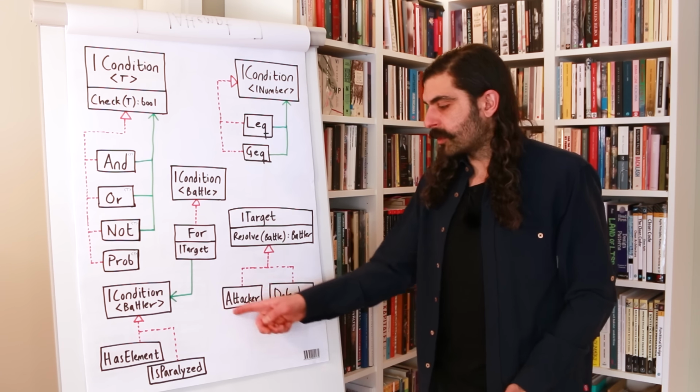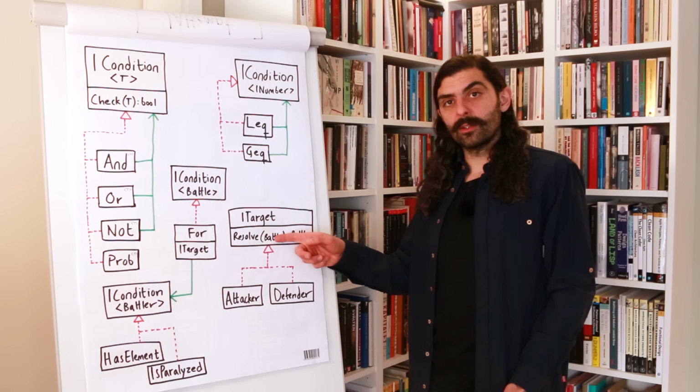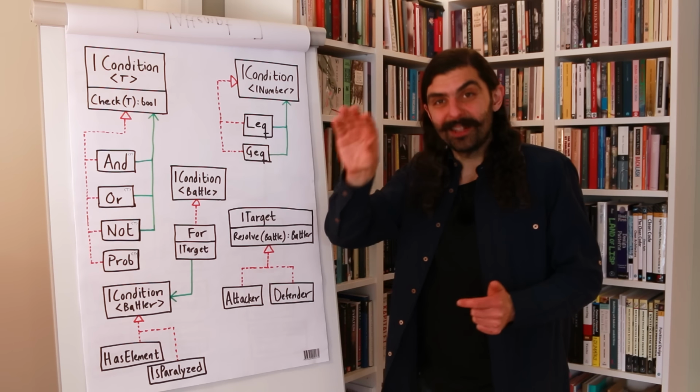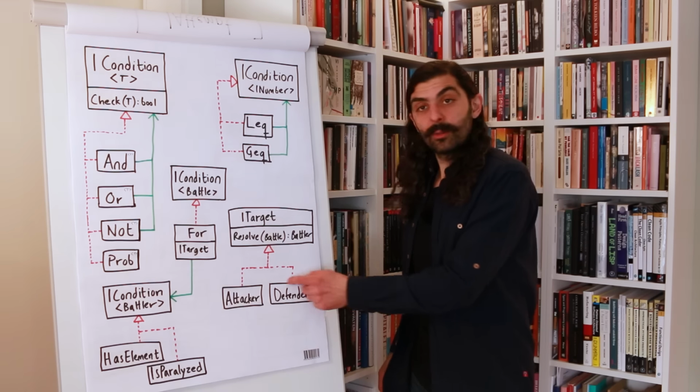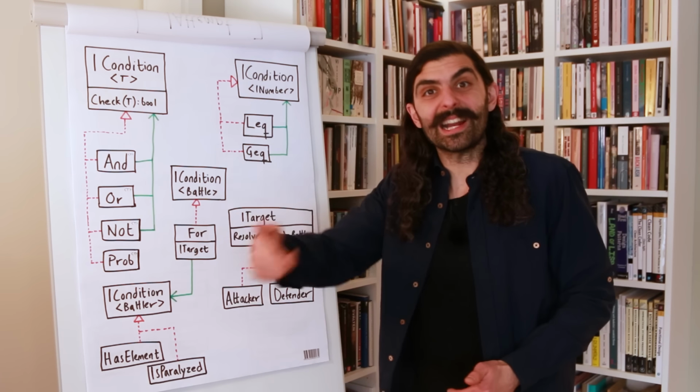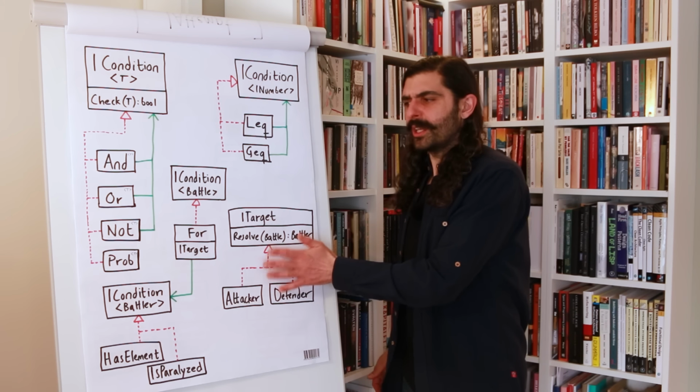So if you have the target attacker and you pass it a battle, you will get back a reference to the battler that acts as the attacker in that particular battle. And if you have an object of type defender and you pass it a battle, then you will get back the battler that currently acts as the defender. They're selectors. Pretty useful stuff.